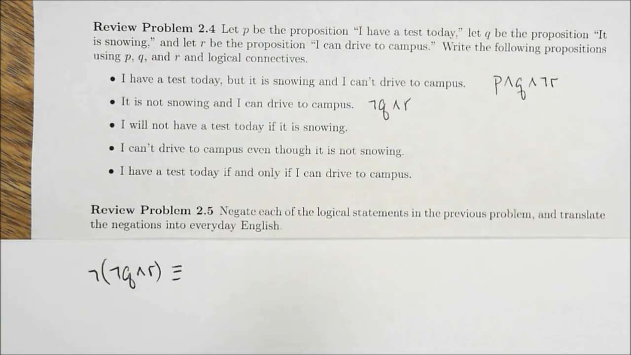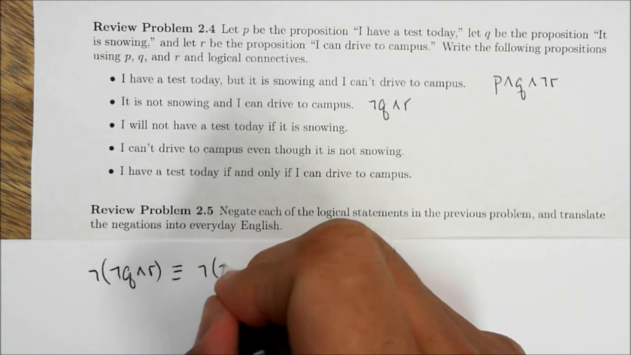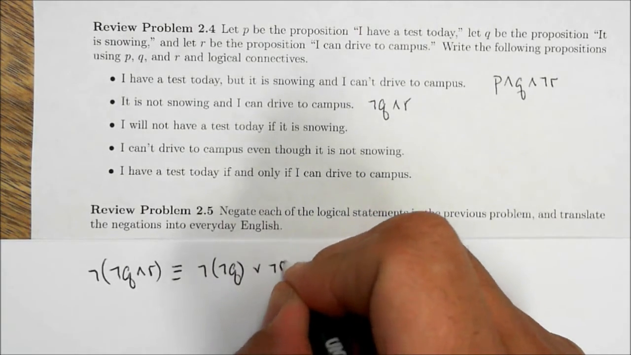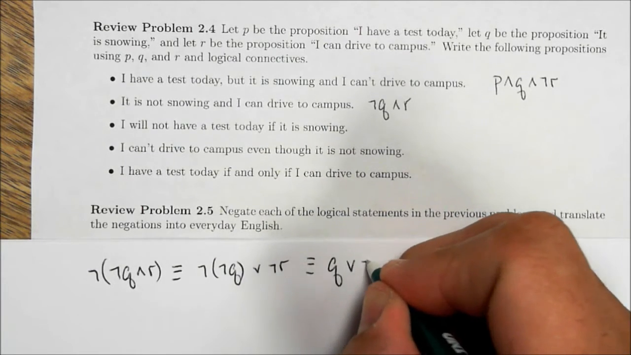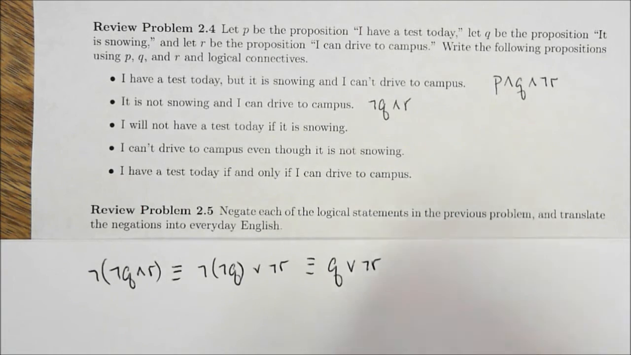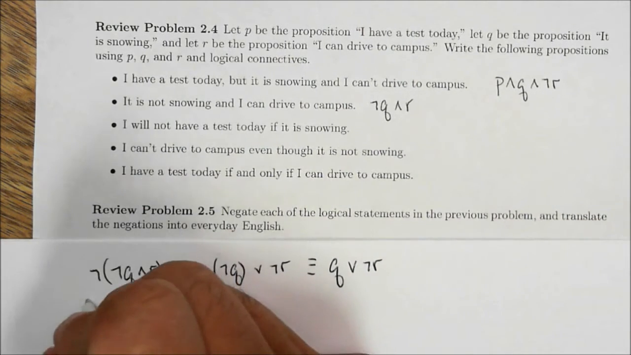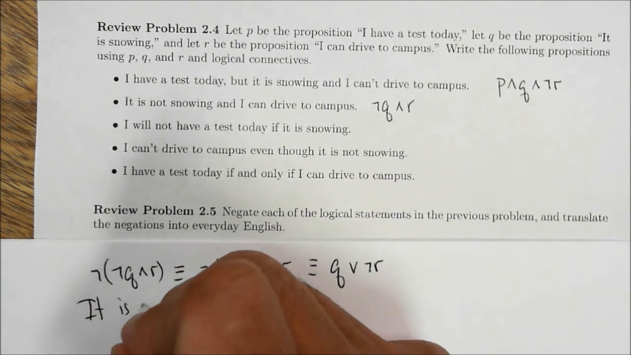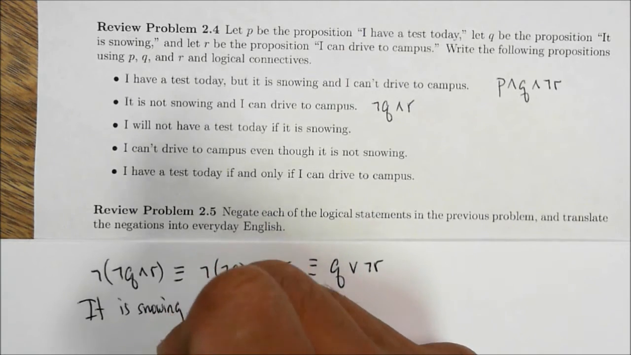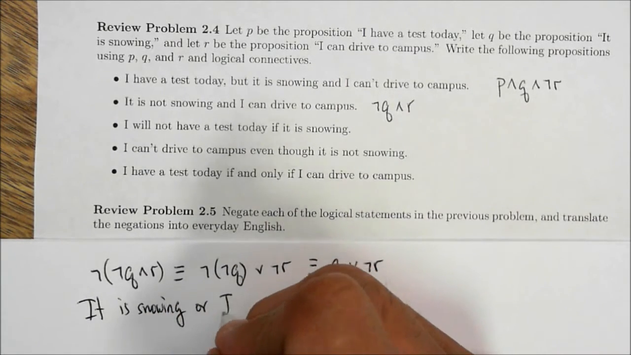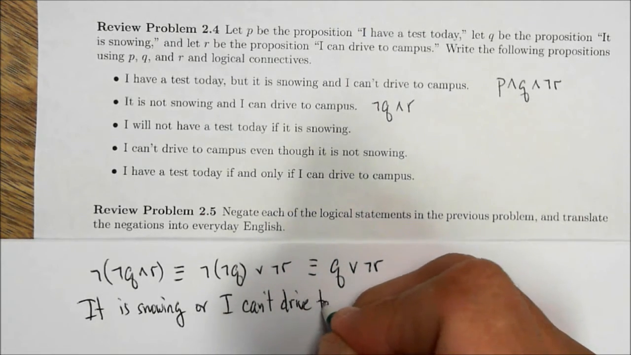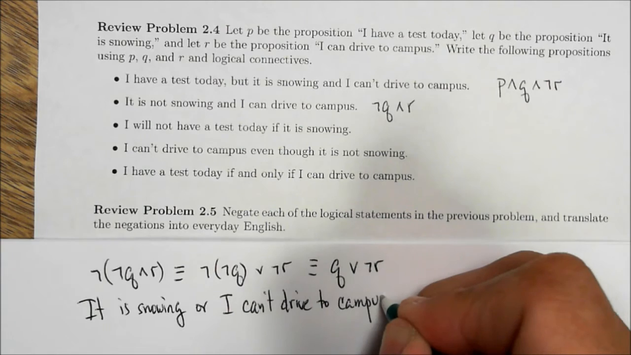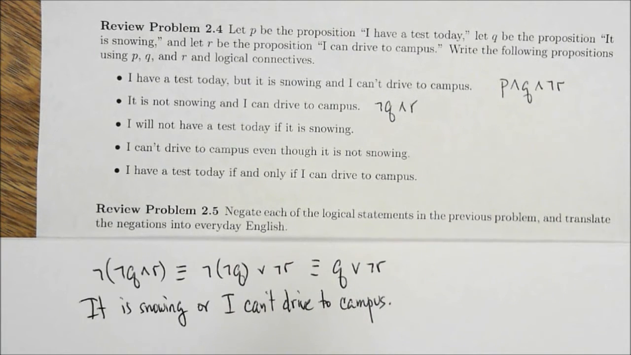That is equivalent to the negation of the first or the negation of the second. And by double negation, that's Q or not R. And so in plain English, this would be it is snowing or I can't drive to campus. So that would be the negation of the second statement.